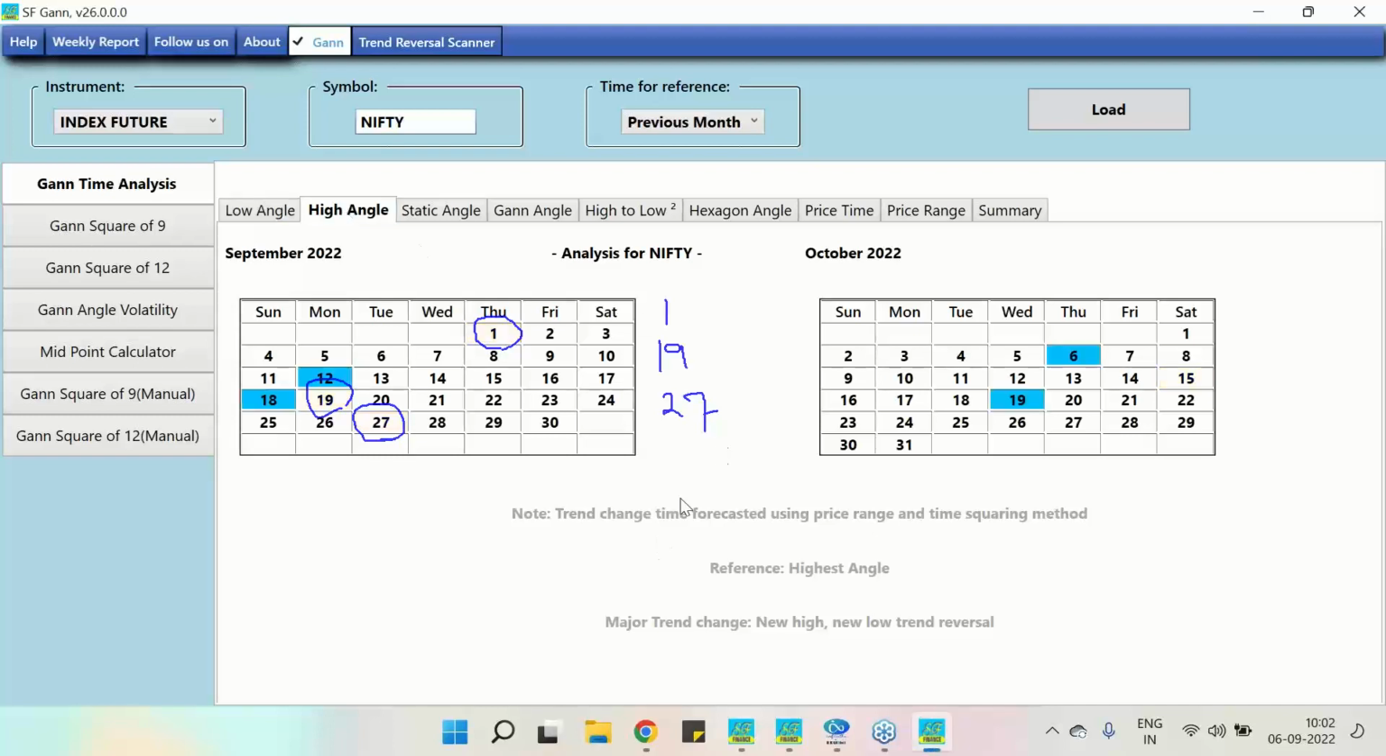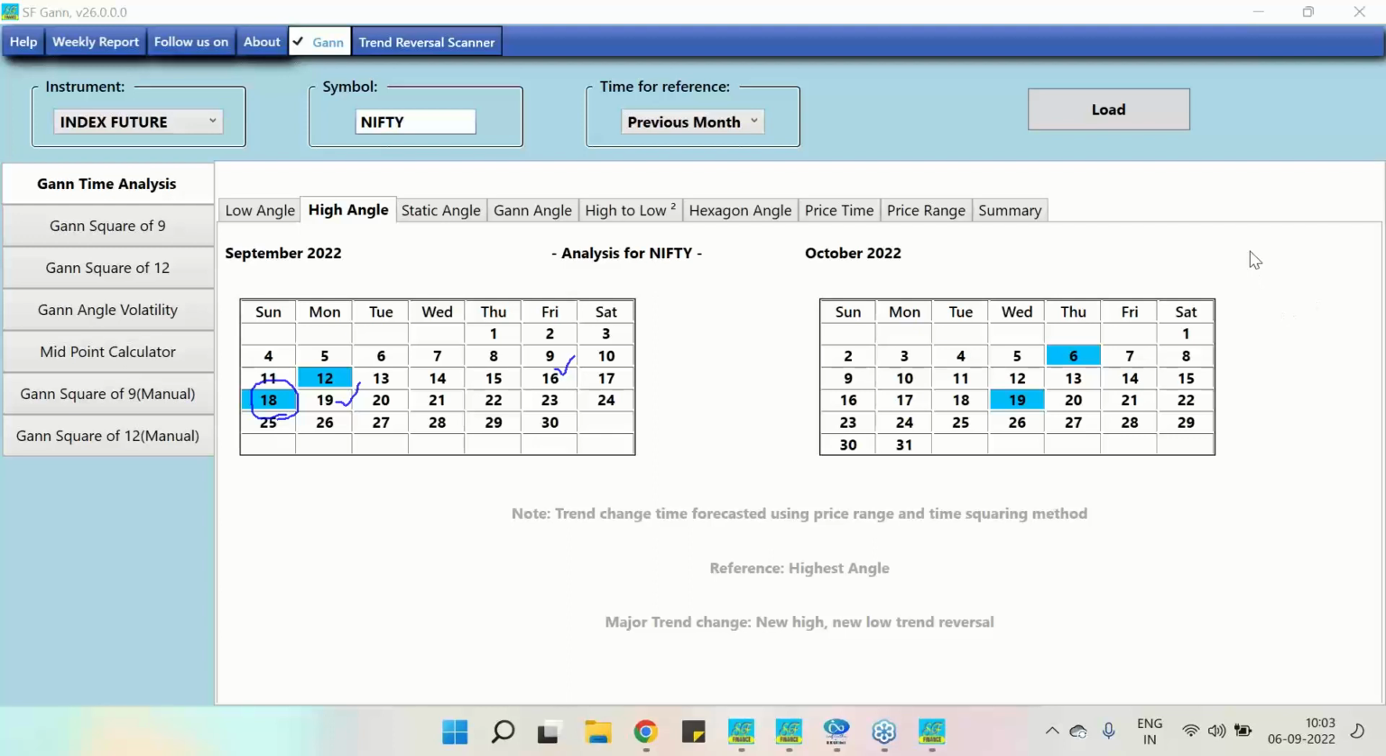And we have the high angle for the Nifty. It has only 2 days for the month of September. The first one is 12th September and another one is 18th September. It falls on a holiday. It may happen on Friday the 16th or on the 19th. It will happen.